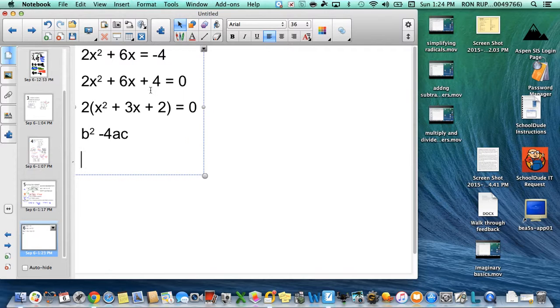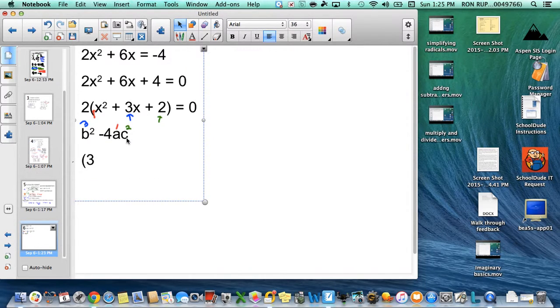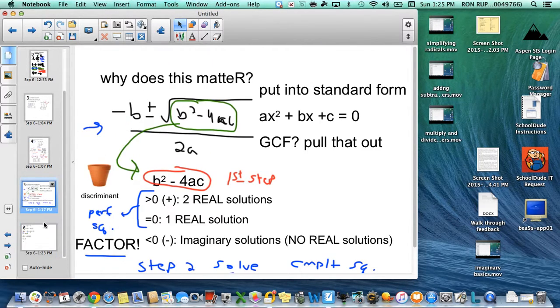b squared minus 4ac. So if it helps, a value, what's in front of this x squared? A 1. B value, what's in front of this x? A 3. My c value, a 2. So let's execute. 3 squared minus 4 times a times c. What does that equal? 9 minus 8. That equals 1. So let's go back to this other page here.